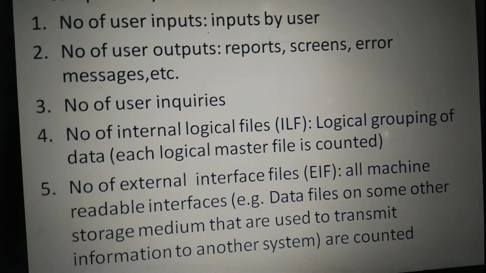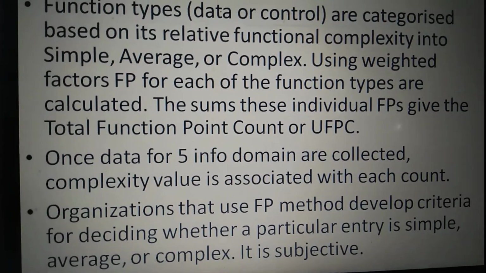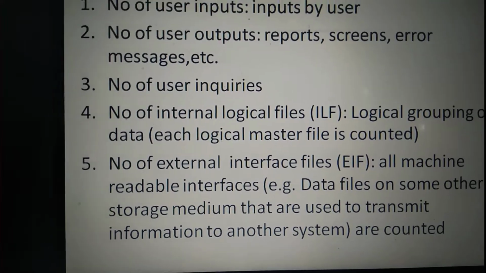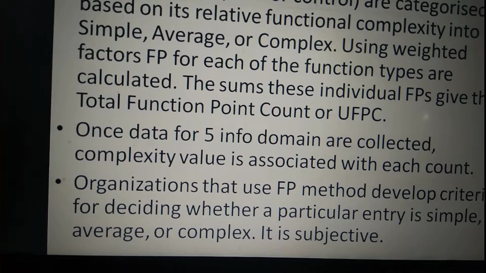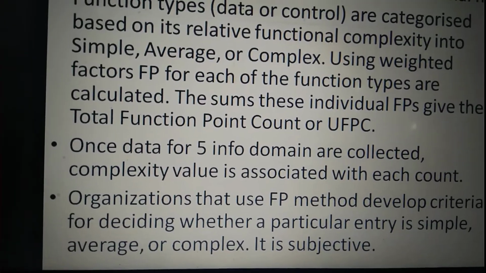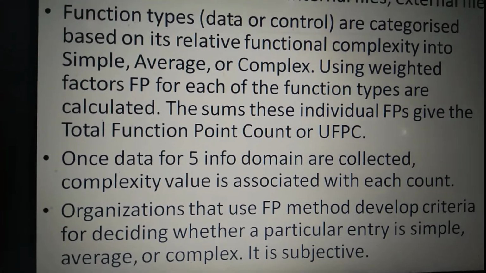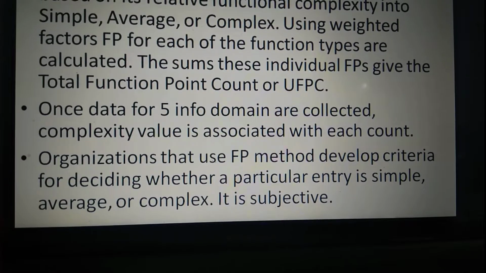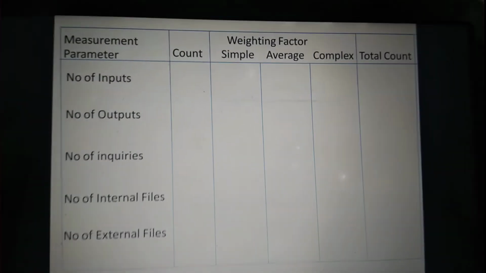Right? So with these 5 information domains, the first 3, that is 1, 2 and 3, are the number of user inputs, number of user outputs and number of inquiries. These are data function types, whereas internal files and external files are called control function types. So once data for the 5 information domains are collected, complexity values are associated with each count. So the table is drawn in this manner.